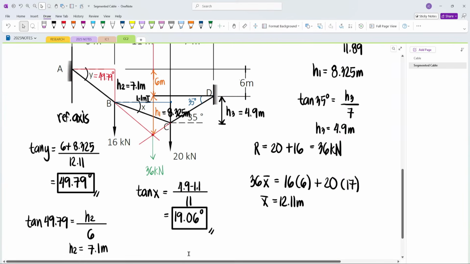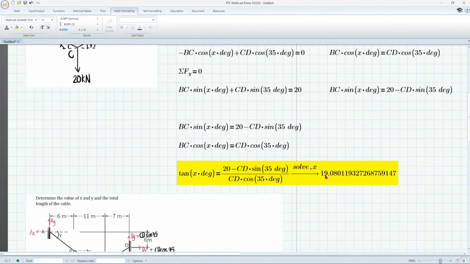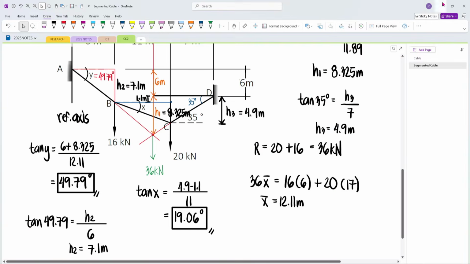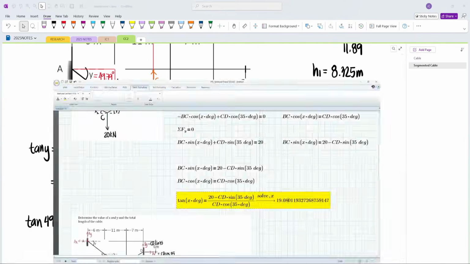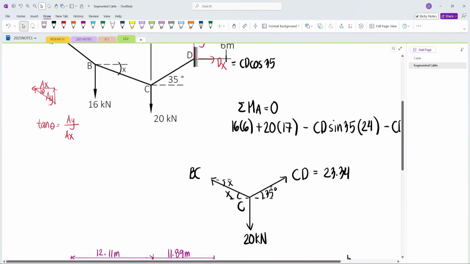Ayan. So, checking our answer, ayan, 19.08. Now, merong discrepancy na 0.02 since nag-round off kasi tayo ng values. If we didn't round off any value, then exact talaga. Mag-equal yung dalawa. So, ito yung dalawang options mo to solve angles X and Y.